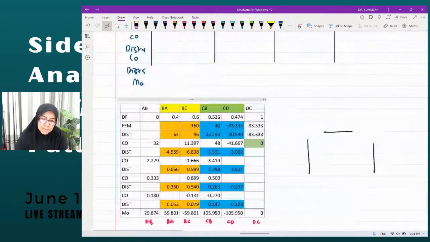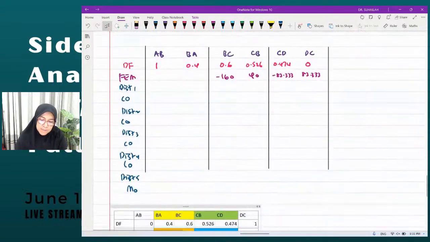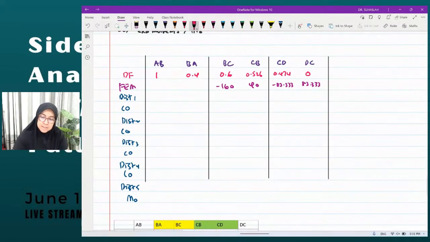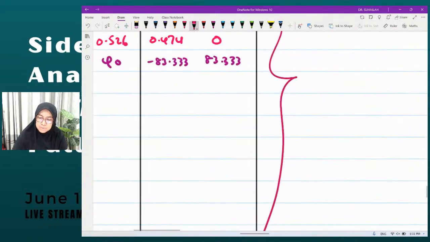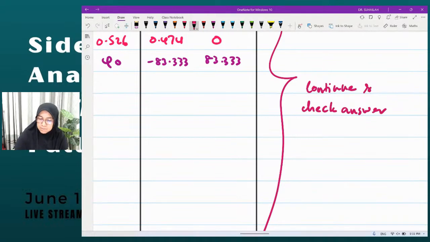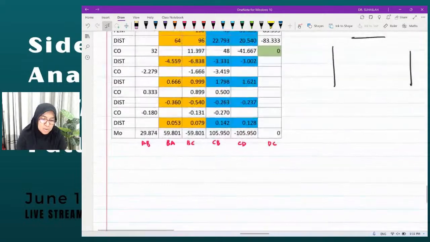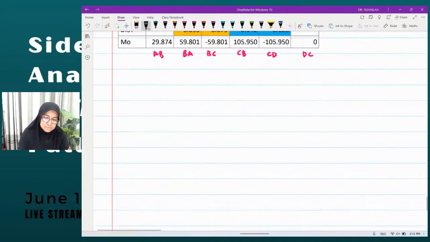So this is step 2B. Continue and check the answer as shown below in the table. So this is 2A. Next is 2C.